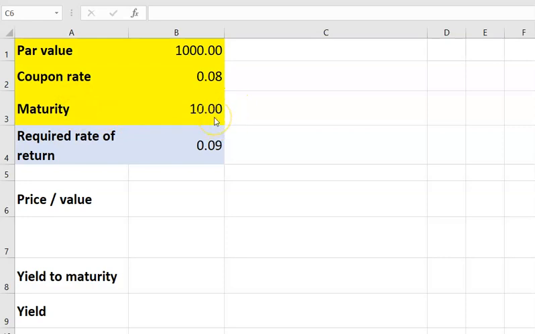Maturity. This is the number of years to maturity. But remember, we're getting paid twice a year. So when we calculate our present value, we're going to actually modify this number.